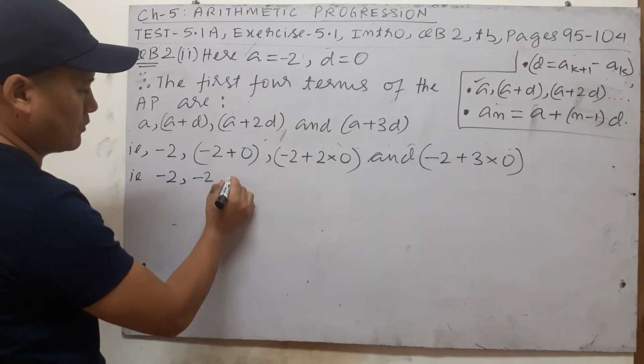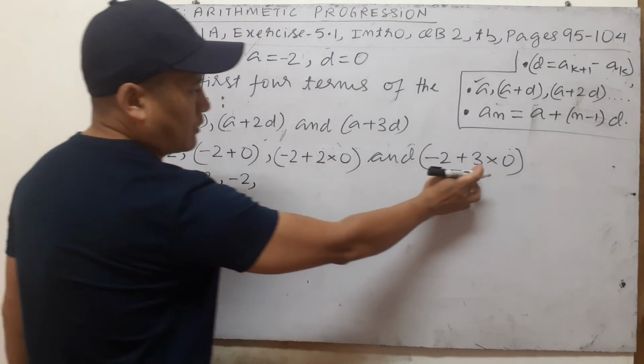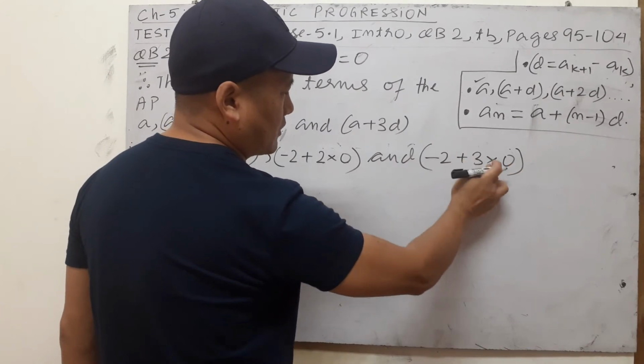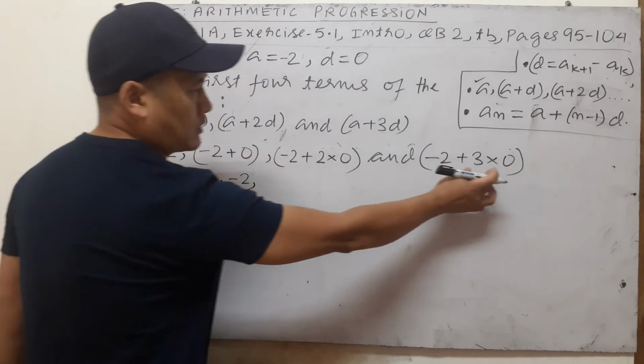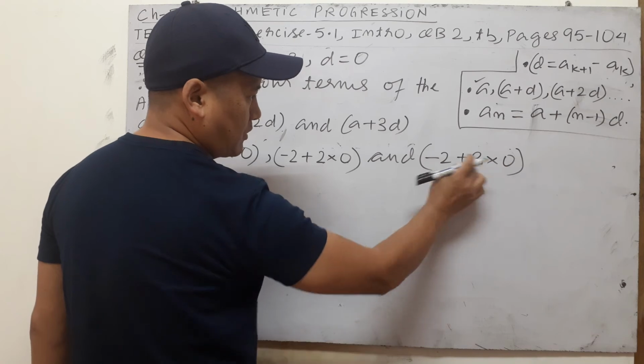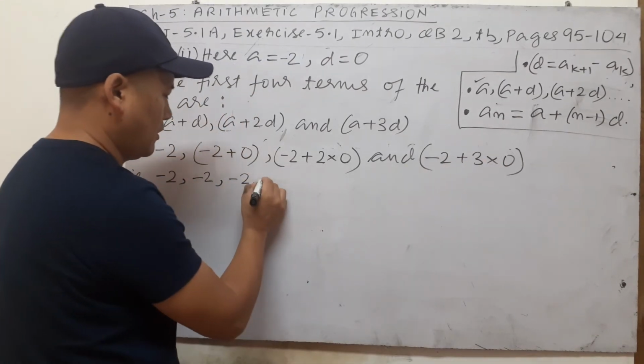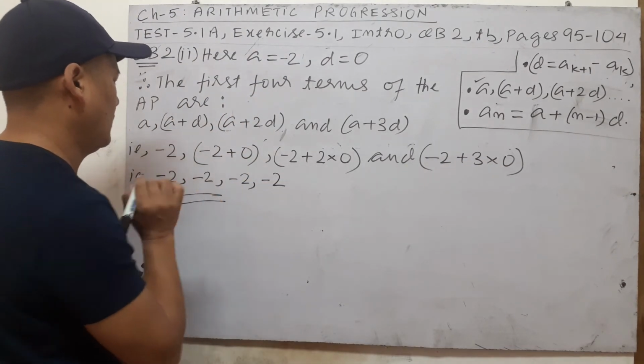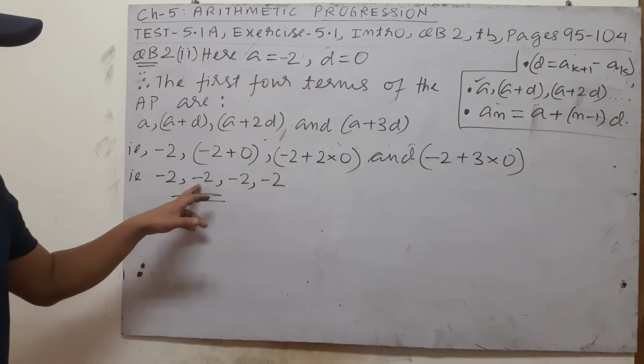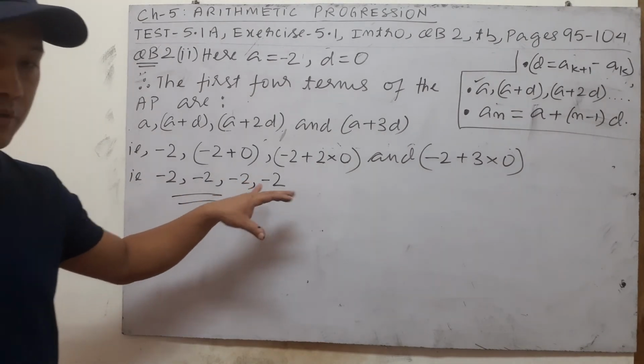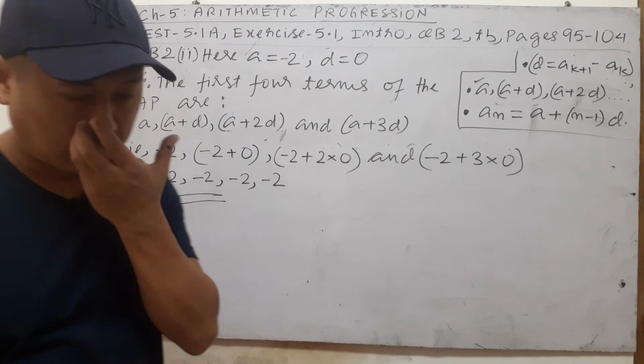0 plus minus 2 is minus 2. 3 zeros are 0. So minus 2 plus 0 is, because this is 0, 3. Anything multiplied with 0 is 0. Minus 2 plus 0, minus 2. So the sequence is minus 2, minus 2, minus 2, minus 2. It's the same because the common difference is 0, right?